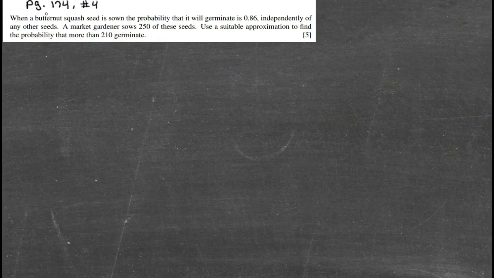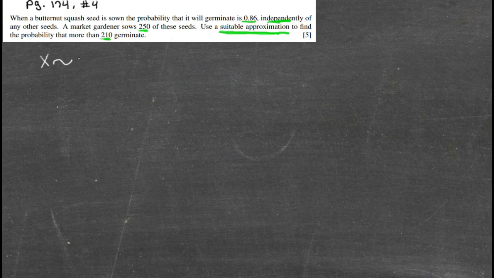We're on page 174, number 4. Got some butternut squash, and evidently it is growing and it germinates. Oh, suitable approximation. Okay, so we got a good clue here. So you take a look. Got 250 seeds, and we got an independent probability that they're going to germinate.